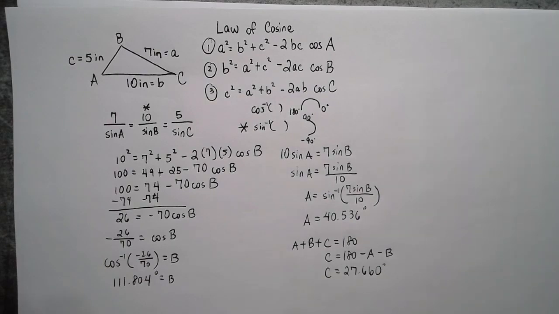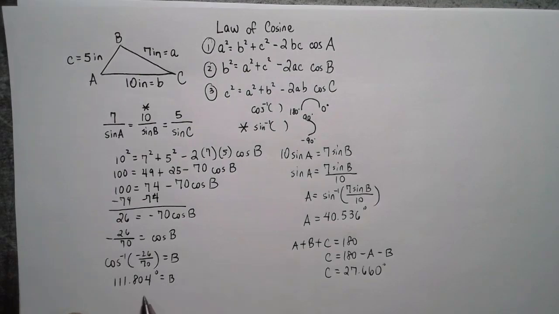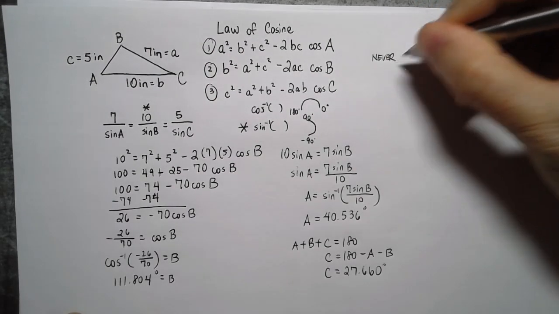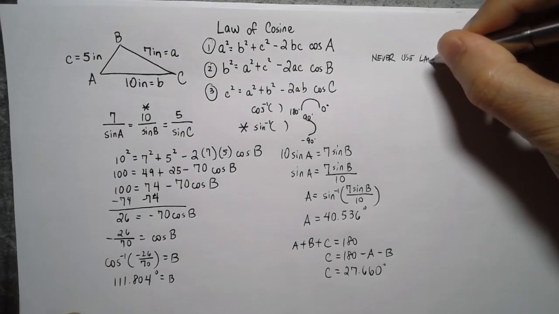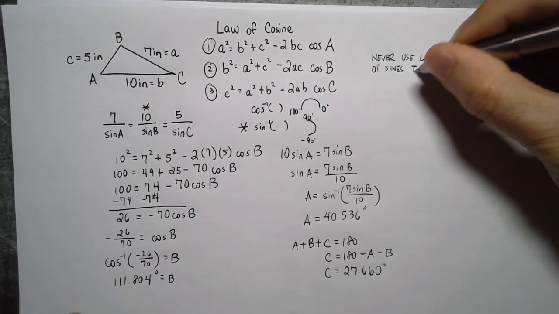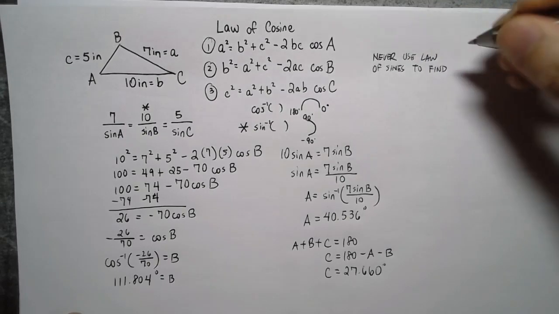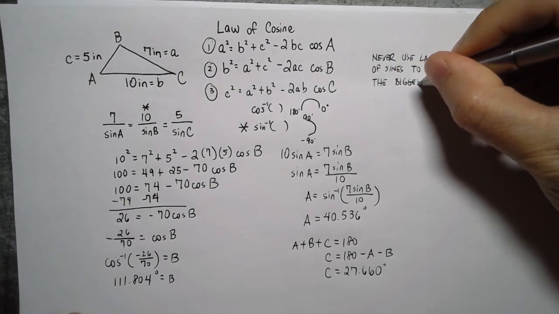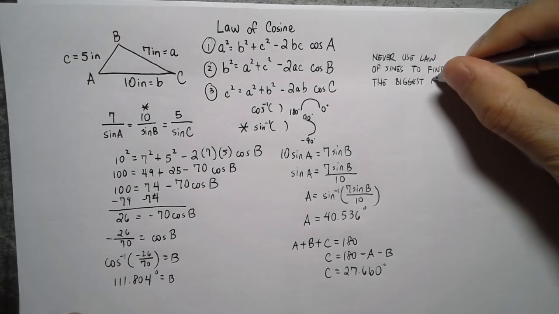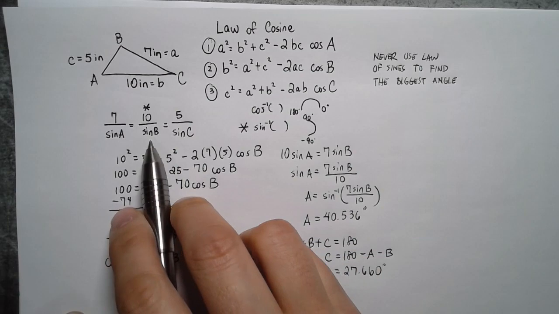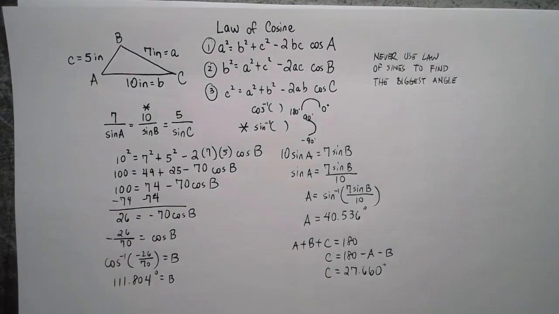And just to prove my point, you could not have gotten this angle B right here using law of sines. So one thing you must never ever do: never use law of sines to find the biggest angle of a triangle. Because if you do so, you can have the potential problem once again right here on angle B, and we can just check that out.